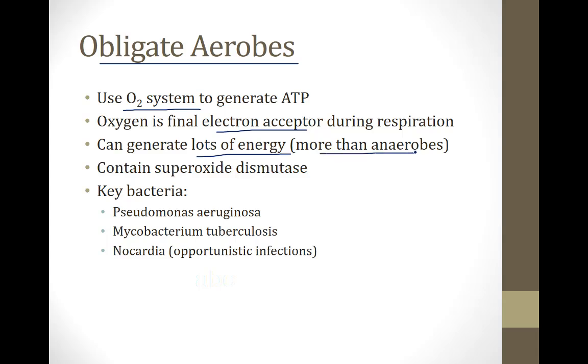The benefit of being an obligate aerobe is that these bacteria can generate lots of energy, more so than anaerobes. Also, these obligate aerobes must have superoxide dismutase, like I talked about in the last slide, because this protects these bacteria from oxidative damage. Some of the bacteria that are famous for being obligate aerobes include Pseudomonas, Mycobacterium tuberculosis. Tuberculosis loves the lungs because it loves oxygen, and Nocardia, which is a cause of opportunistic infections.